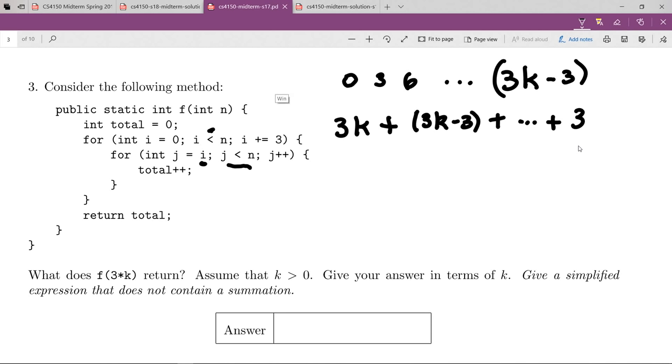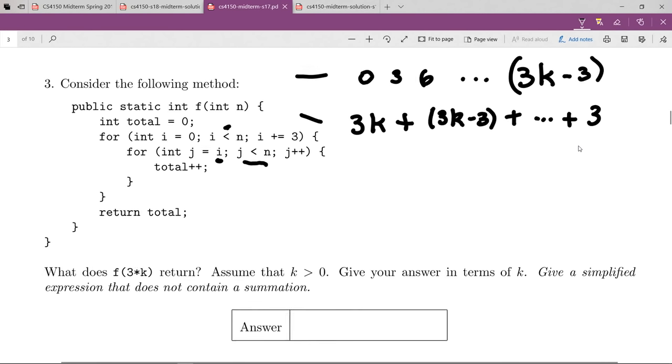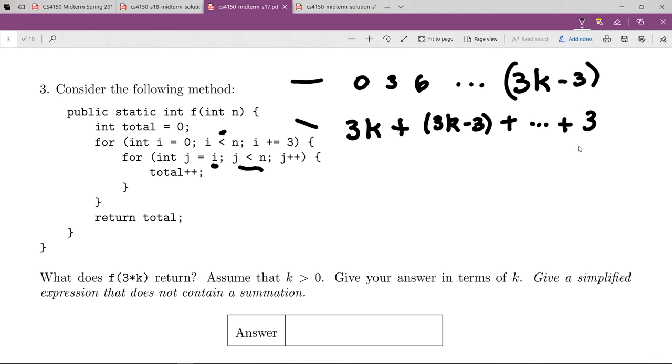So I figured out first what each value of I was going to be, and then what that meant as we counted. Each time through, j is going to go through 3k values on the first time through the loop. Each time after that, it's going to go through 3 fewer values, until the last time, it only counts through 3 values.